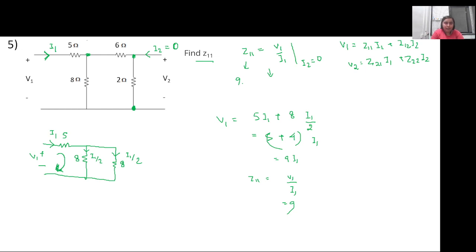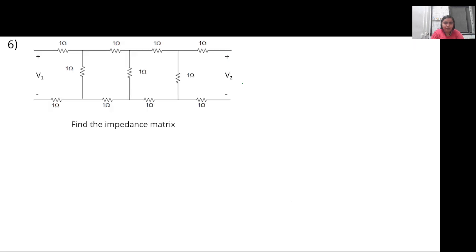So we will do one last problem and then wrap it up for today. For this particular network, you have to find the impedance matrix, that is Z11, Z12, Z21 and Z22. Okay, so how will you do it? Ma'am, by series parallel operation.